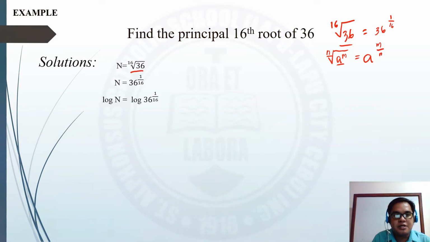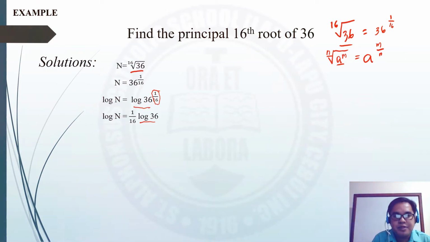Next, we are going to take the common logarithm of both sides of the equation, and it will become logarithm of n is equal to the logarithm of 36 raised to 1 over 16. Since 1 over 16 is considered as our exponent of this logarithmic form, we will be using the power rule of the logarithm. So our equation will become the logarithm of n is equal to 1 over 16 times the logarithm of 36.